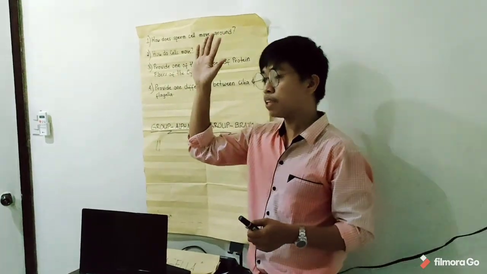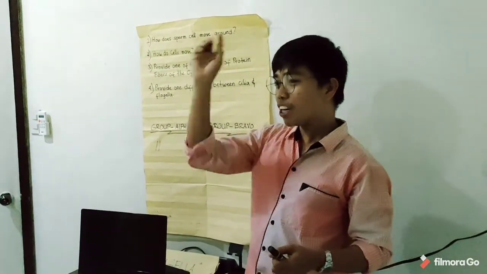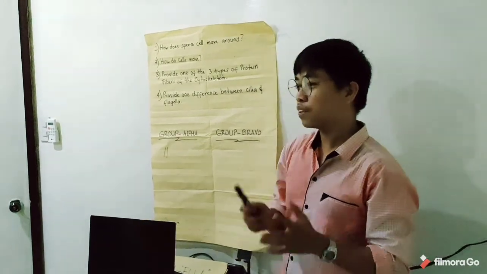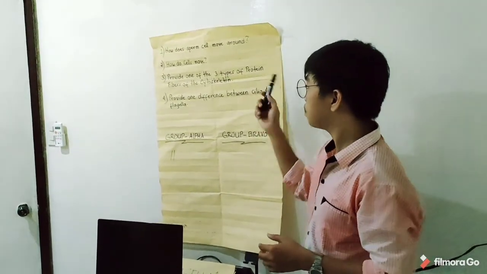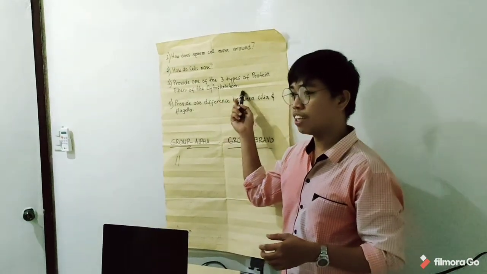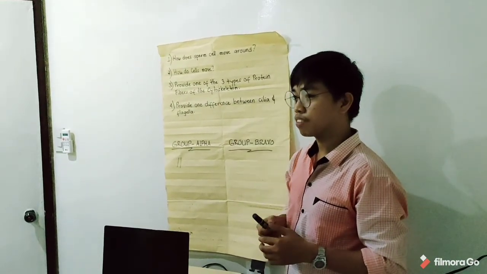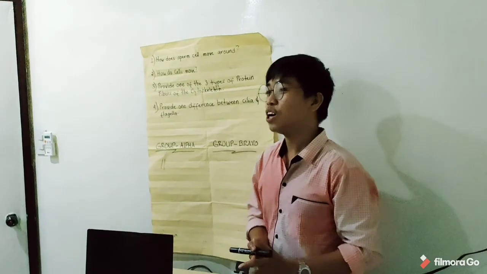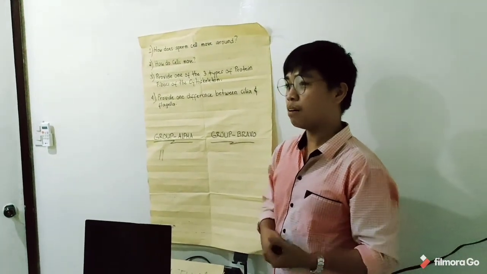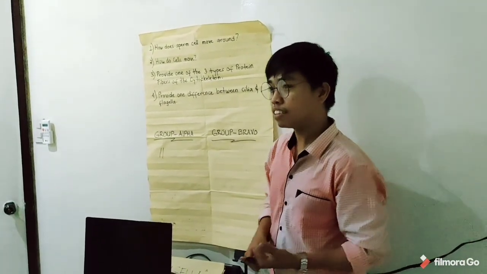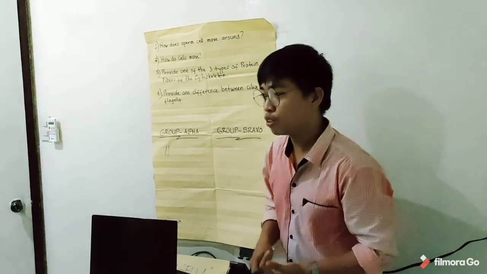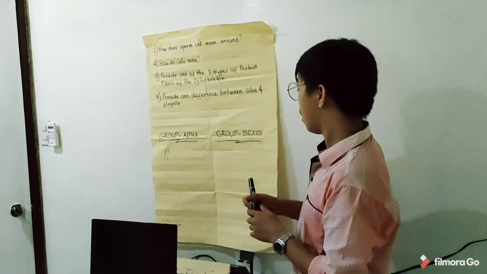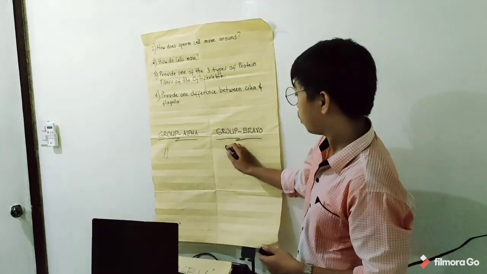Number 3, provide the three types of protein fibers of the cytoskeleton. Okay, anyone from the group? Okay, yes, Bravo group. Answer, what are the three types of protein fibers of the cytoskeleton? Okay, very good. We have the microfilaments, intermediate filaments, and microtubules. Okay, 1 point.